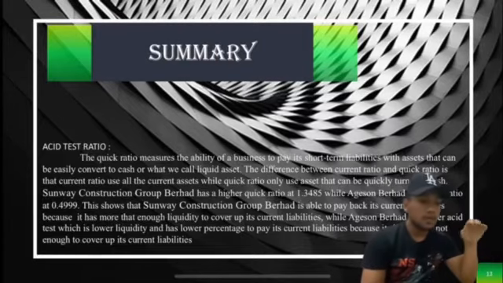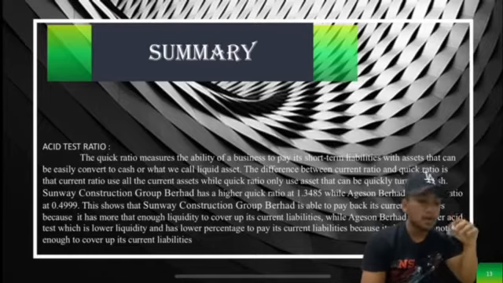Okay, for the asset test ratio, the test ratio measures the ability of the business to pay its short-term liability with assets that can be easily converted to cash, or what we call liquid assets. The difference between current ratio and quick ratio is the current ratio uses all the current assets, while quick ratio only uses assets that can be quickly turned into cash.